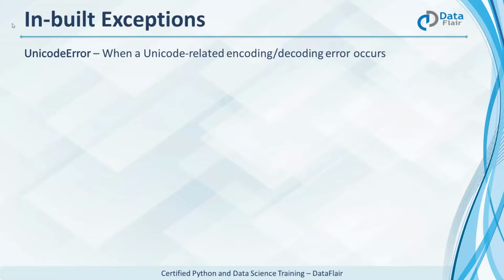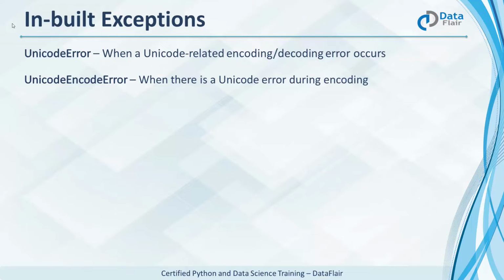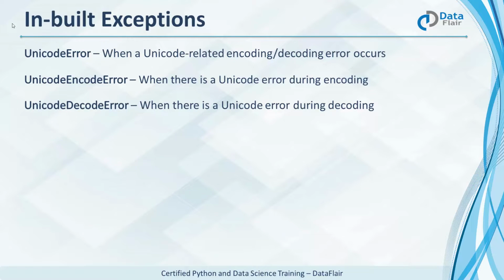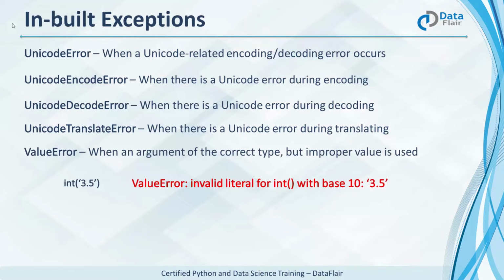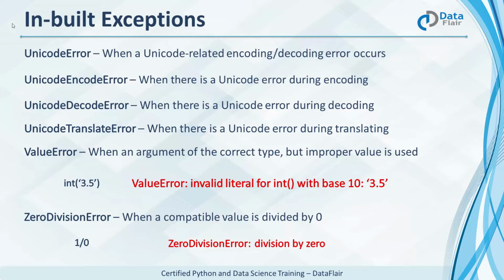When you run into issues when encoding or decoding Unicode strings, it is a UnicodeError. During encoding, it is a UnicodeEncodeError, and when decoding, it's a UnicodeDecodeError. And when translating, it's a UnicodeTranslateError. If you use an argument of the correct type but with an incompatible value, it raises a ValueError. And of course, dividing by 0 raises a ZeroDivisionError.